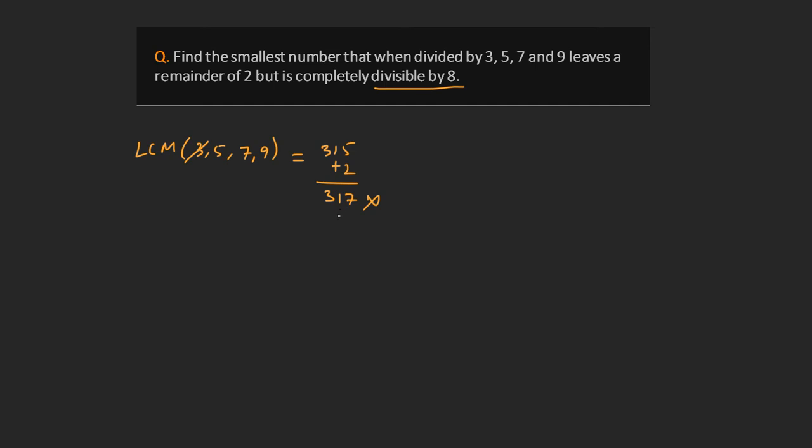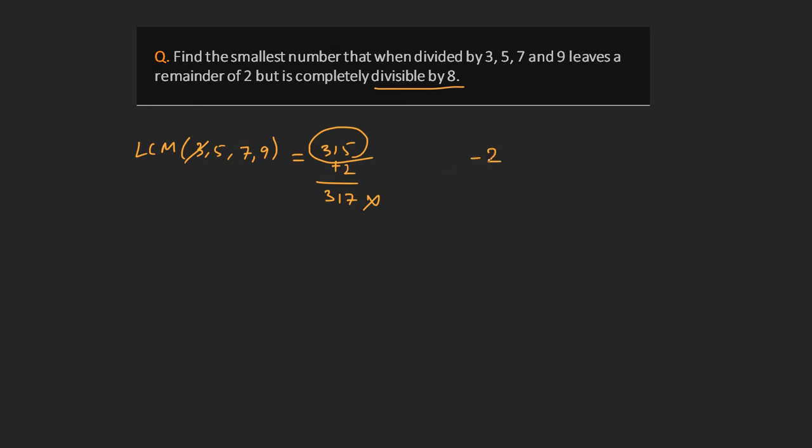So, what do we do? Well, like we did in one of the previous questions, we look for a suitable multiple of the LCM. Remember, only multiples of the LCM will be divisible by these. But what exactly do we mean by a suitable multiple of 315? Look, we'll be adding 2 to that multiple to get our final answer. And that final answer must be divisible by 8. So, we need a multiple of 315 that is 2 less than some multiple of 8.